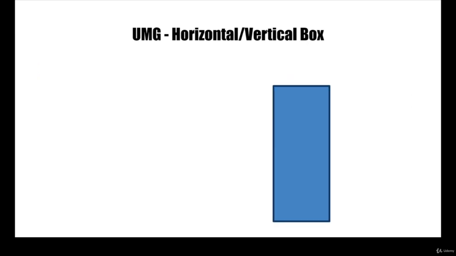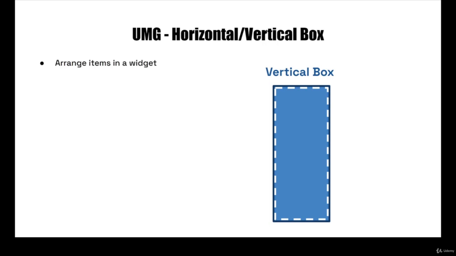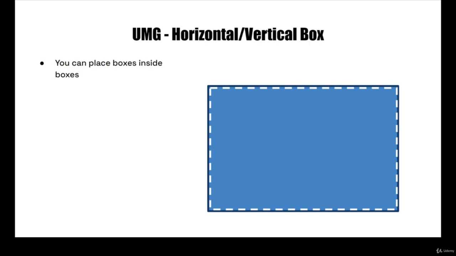Now, if we have a rectangular widget like this, and we'd like to arrange items from top to bottom, we can add a vertical box. A vertical box lets us arrange items in the widget, so if we wanted weapon icons going from the top to the bottom, we would use a vertical box. Now we can place boxes inside of other boxes. Say we have a large box like this, and we would like to arrange items differently in the left and right halves. Well, we can place a left box and a right box, and then we could arrange items differently in the left box, say left to right, from items in the right box, which we could arrange from top to bottom.